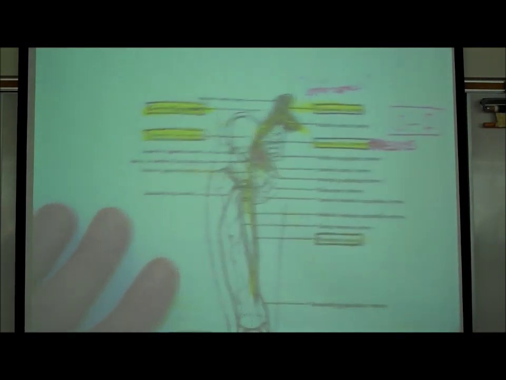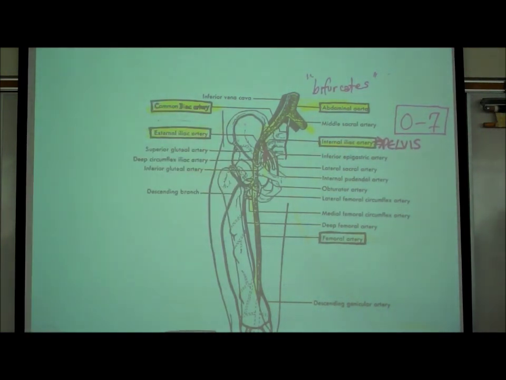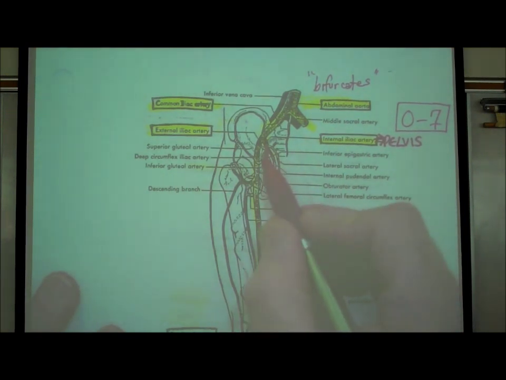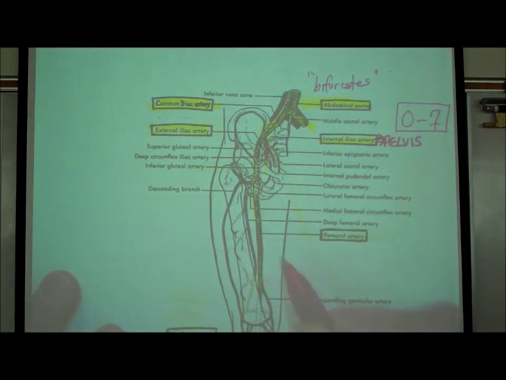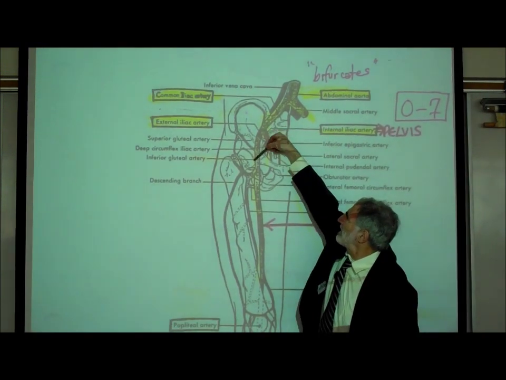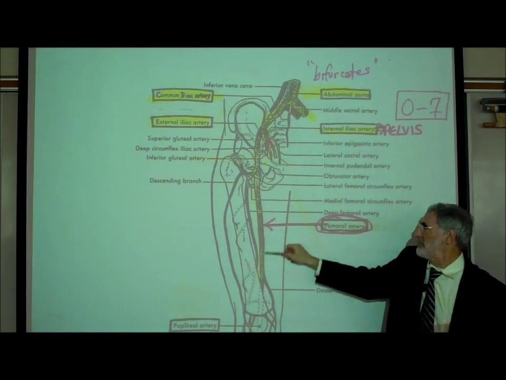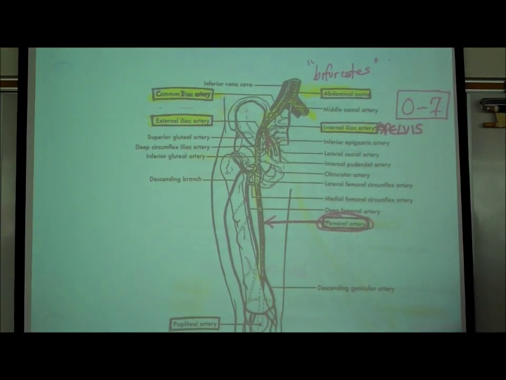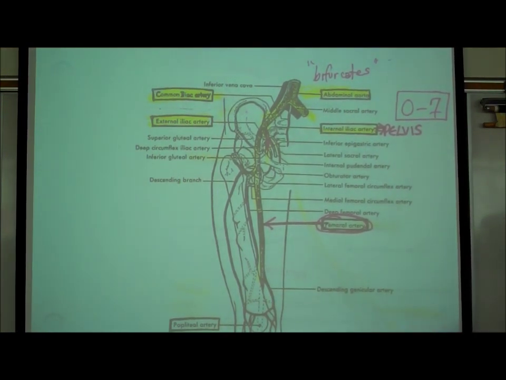The external iliac is traveling down the leg. And in fact, if we follow the external iliac, once it reaches around the middle of the thigh, its name changes to the femoral artery. All right, so it's called the external iliac, and then when it reaches around the middle of the thigh, we change its name. We call it the femoral artery.